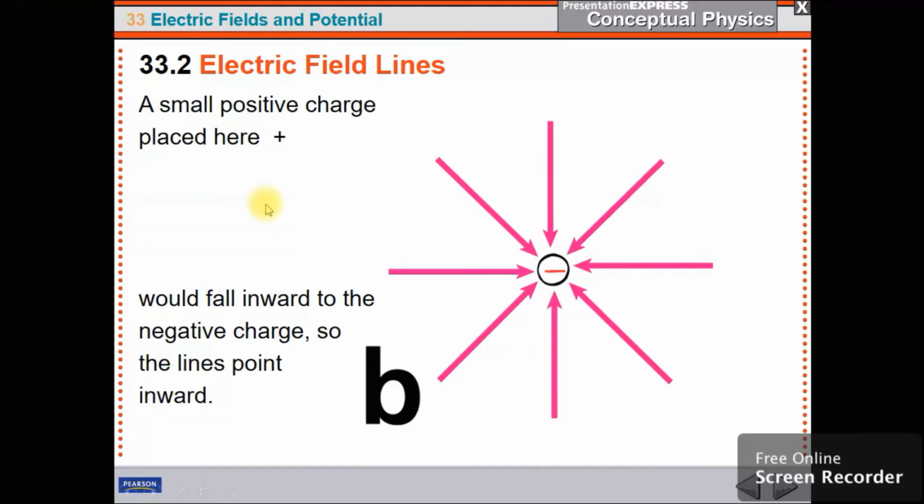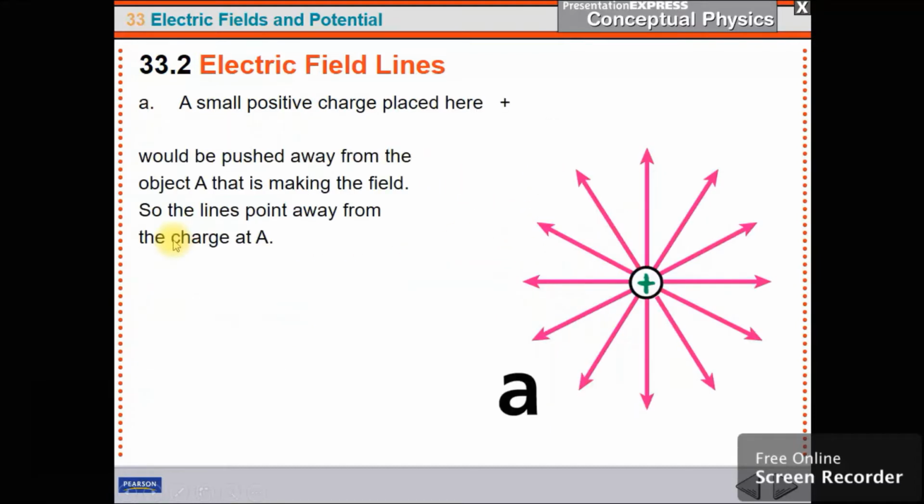So here is my positive charge, my small positive test charge placed here. Bang. Now over here, I have object B that has a whole bunch of negative charge. So what's this positive charge going to do? It's going to fall inward towards the negative charge. So that's why these field lines that I'm drawing for this negative charge point inward. And now for a positive charge on object A, there's my small positive test charge placed here.